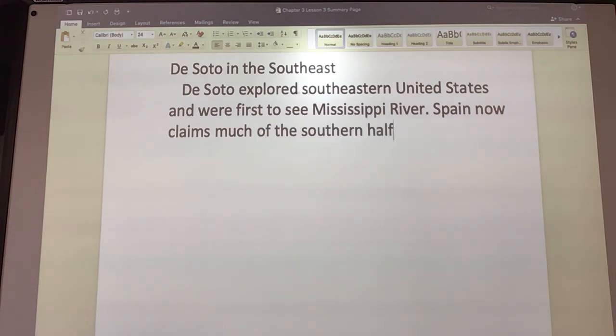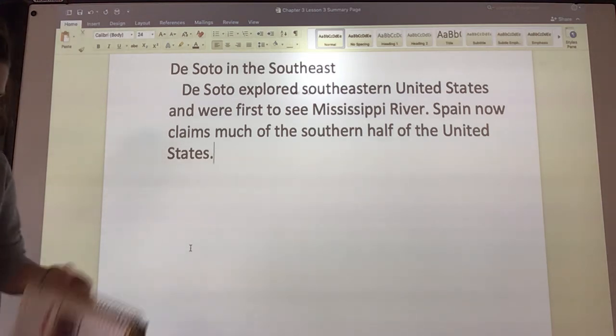So Spain now claims much of the southern half of, remember, it's not called the United States yet, but they're referring to it as the United States because you know that land. You're familiar with how it looks. It didn't look necessarily exactly the same. It wasn't called the United States, but for us, it helps make a connection. Okay?